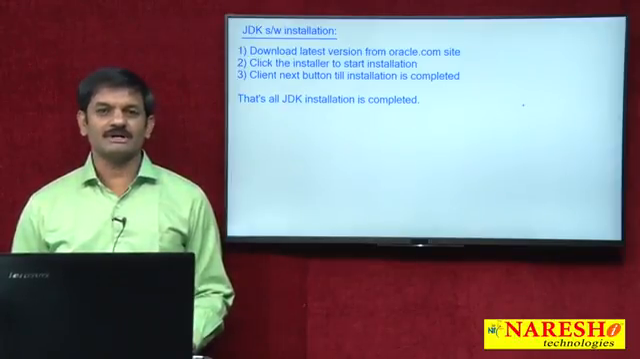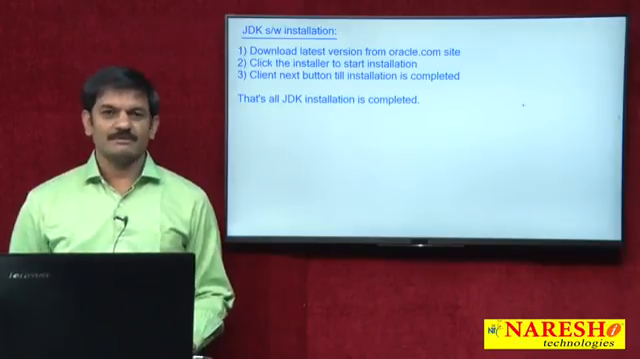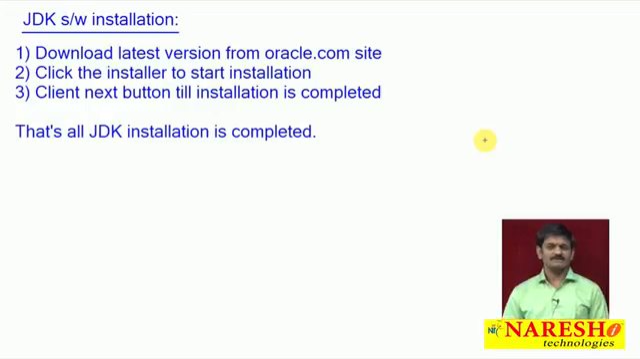So now if you want to continue developing Java applications in your system, you must install JDK software in your system. Fine. JDK software installation is just a 3-step process. It's very simple. First, you must download the latest version from the oracle.com site. Second, click the downloaded installer, nothing but the exe file, to start installation. And third, click the next buttons till installation is completed. That's all. JDK installation is completed. How simple it is?